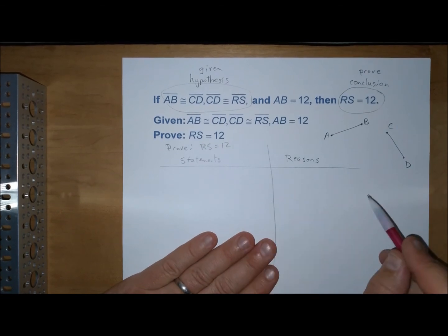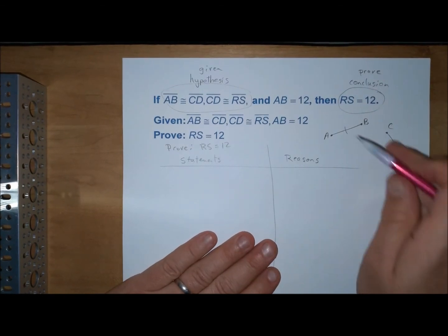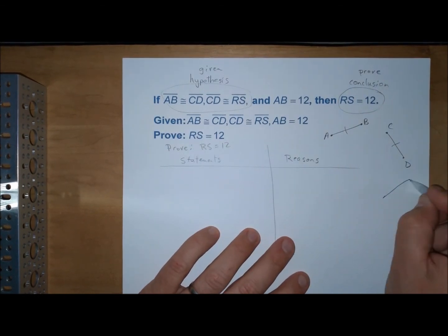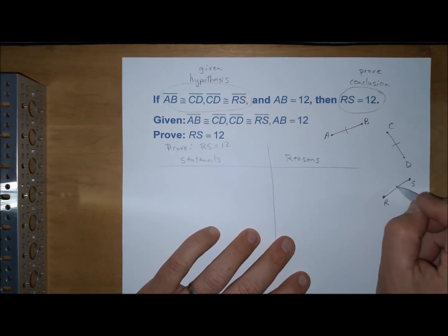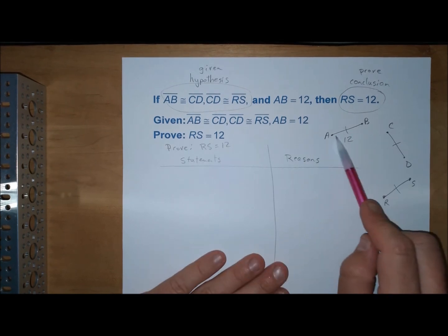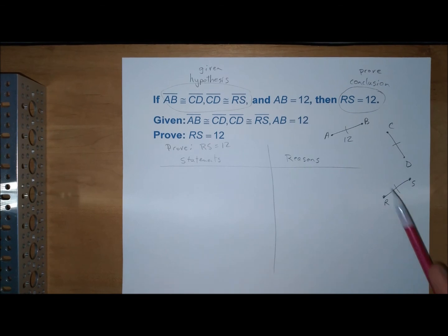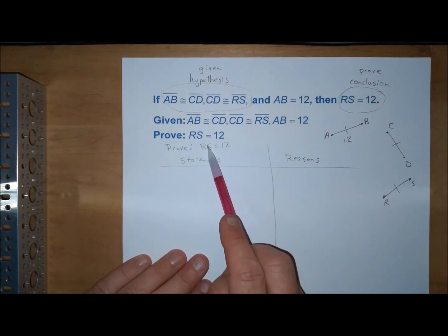They're telling us that AB is congruent to CD. I'm going to go ahead and mark that. And they also tell us that CD is congruent to RS. So let's go ahead and draw on RS right here. And they tell us that AB is 12. Now, hopefully, the visual proof for you here is apparent, right? If AB is congruent to CD, well, then CD must be 12. And if CD is congruent to RS, then RS must be 12. You can visually feel comfortable with what you're being asked to prove.